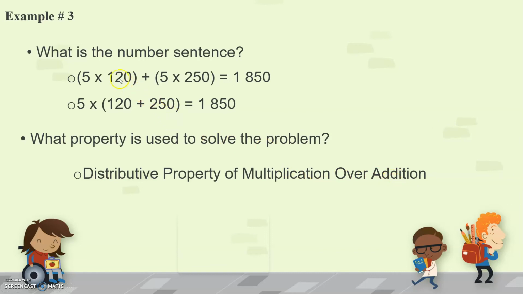So, paano natin malalaman kapag distributive? So, pansinin nyo yung arrangement ng numbers. Dito sa second equation, yung 120 and 250 pinagsama na lang sa isang group and then pareho silang minultiply sa 5. Pagdating dito sa first equation, pinaghiwalay sila. Parehong minultiply sa 5, yung 120 at 250. So, pinaghiwalay. Parang dinistribute. Okay, so from the word itself, distributive property.